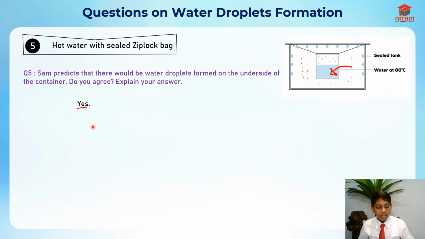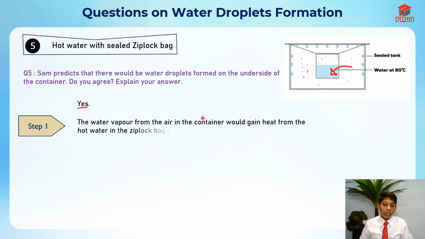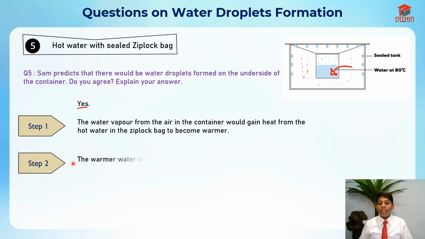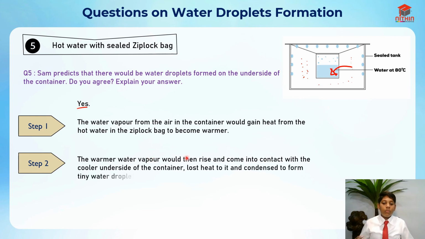So now we start the step 1 of explaining. Step 1, the water vapor from the air in the container would gain heat from the hot water in the Ziploc bag to become warmer. Now for step 2, the warmer water vapor that just gained heat from the Ziploc bag would then rise and come into contact with the cooler underside of the container. It loses heat to it and condenses to form tiny water droplets. And this is how we explain the formation of water droplets.